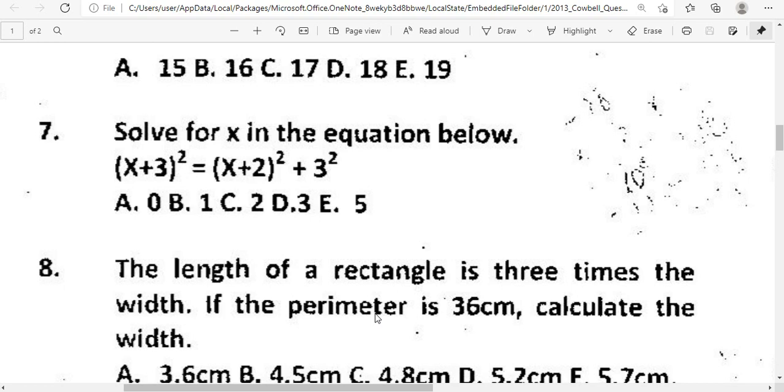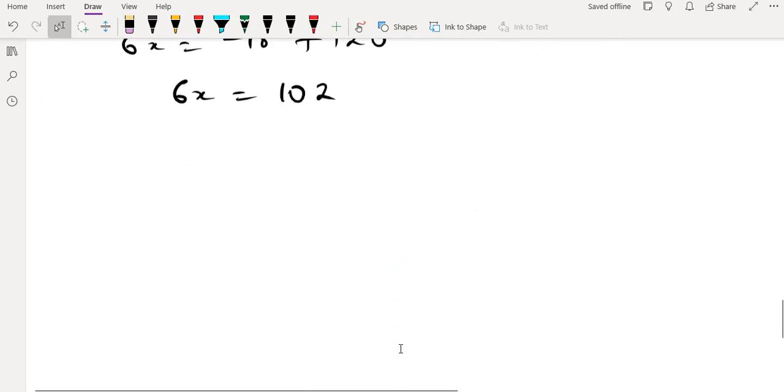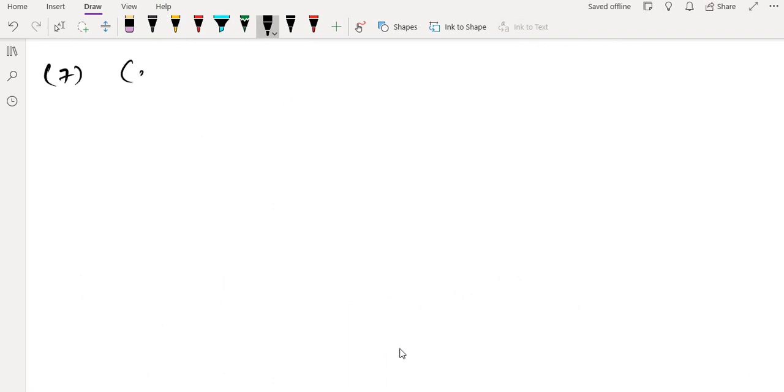Okay, solve for x in the equation (x + 3)² = (x + 2)² + 3². So can we solve together, please? Okay, let's solve. Number 7. It says what? (x + 3)² equals (x + 2)² plus 3².